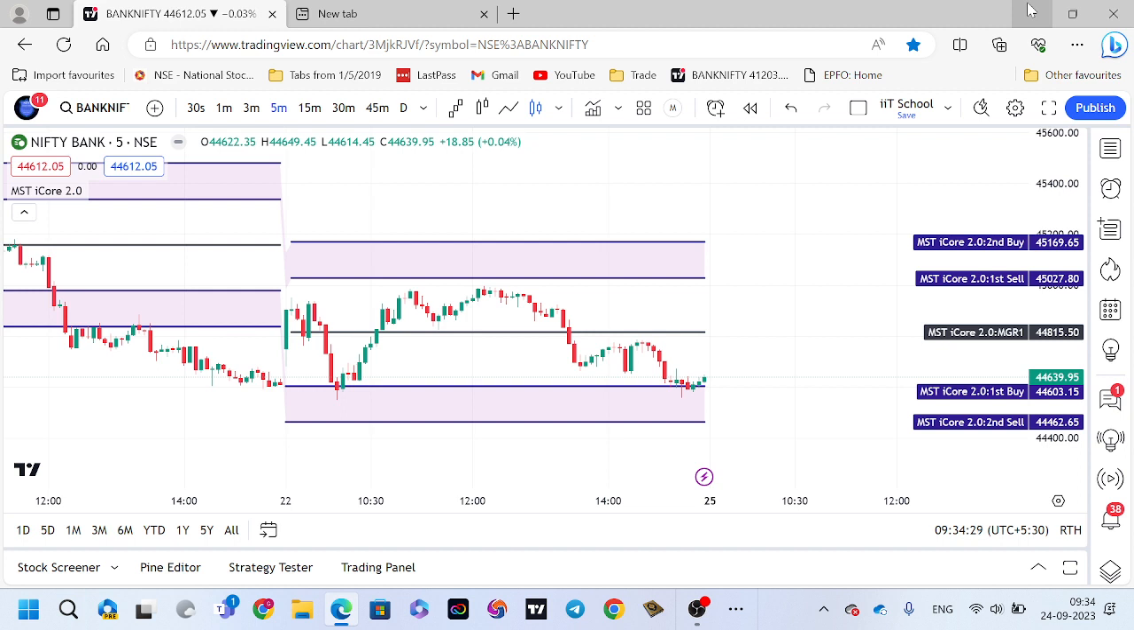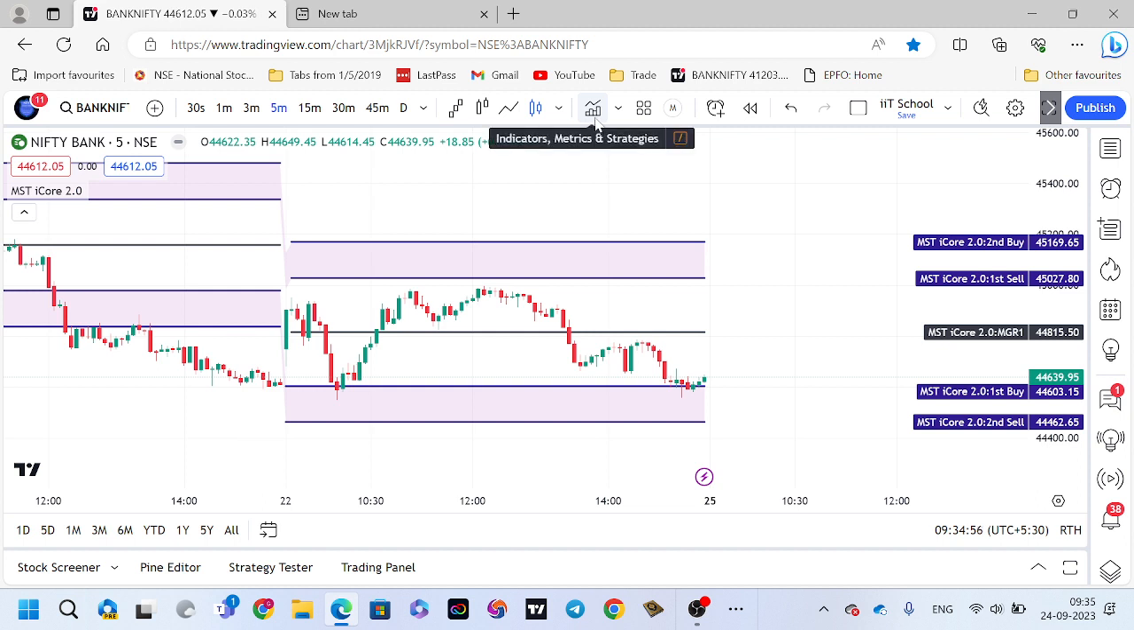Third one, after subscription of the indicator and creating a TradingView ID, you will be getting a username for your TradingView account. That username you have to share with us. After sharing the username, we will be giving access to your ID, your username ID. After that, you have to open the TradingView chart platform and come here.